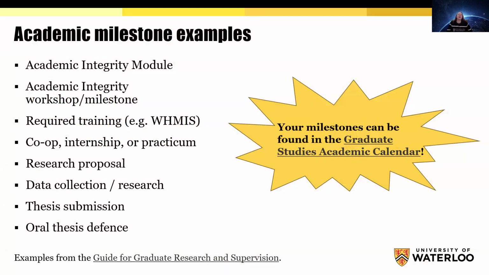So, what are some examples of academic milestones that you may have to do for your program that you might have already had conversations about with your graduate department coordinator or your supervisor or someone from another resource on campus? But here's some of the ones that you may have to be completing. Things like the academic integrity module that all graduate students have to complete and have on their record. Maybe you have required training such as WMIS, but not everyone might have that, right? Like for example, over in sociology, I didn't have the requirement of having to complete WMIS.